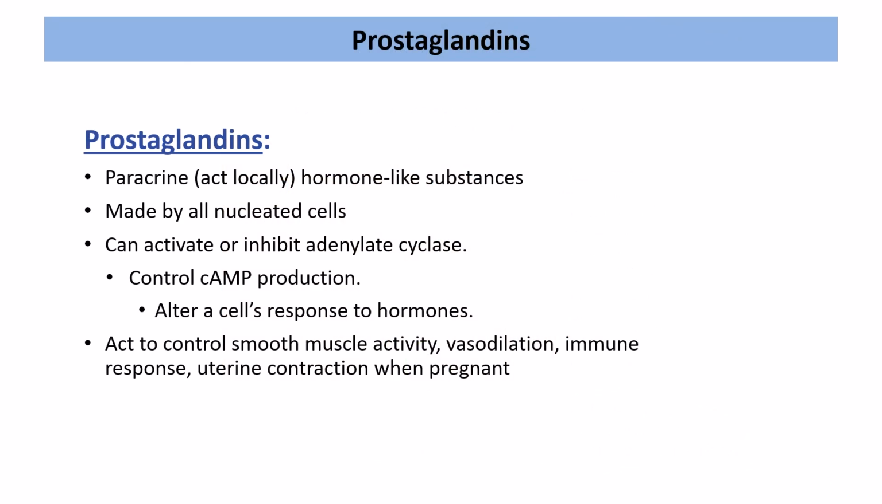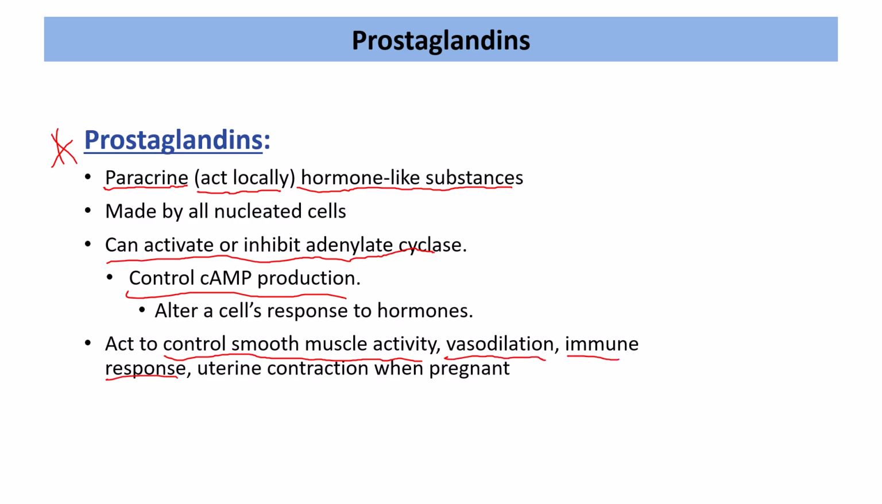Prostaglandins are not quite like hormones, but they're hormone-like substances. They're paracrine, meaning they act locally. So here we'll underline hormone-like substances. They're made by all cells that have a nucleus. Now these can activate or inhibit adenylate cyclase. Therefore, they can control cyclic AMP production. And so their action can then control smooth muscle activity, lead to vasodilation, change immune response, and cause uterine contractions.